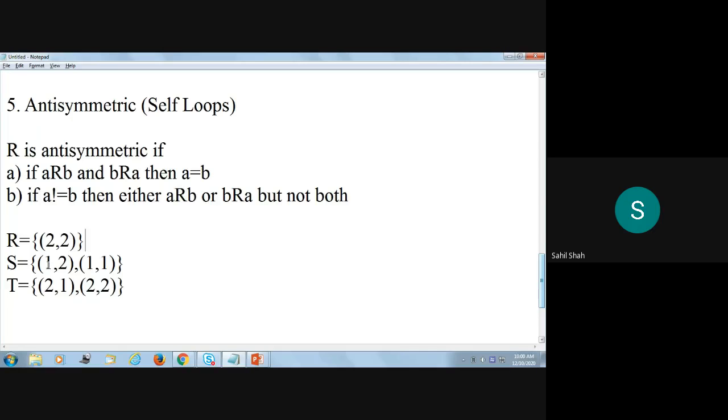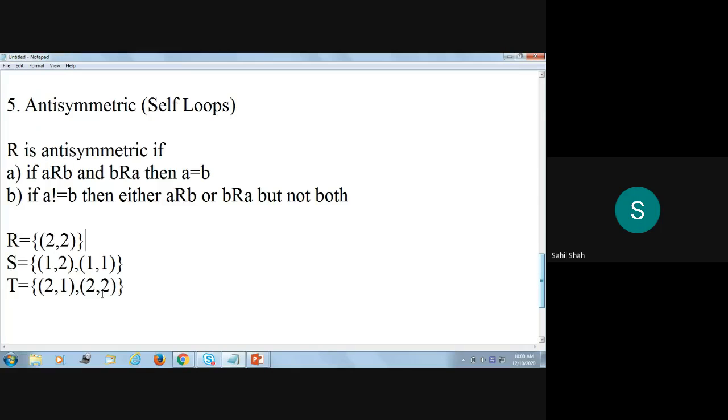This is the second case, case B. If A is not equal to B, I can have either 1 comma 2 or 2 comma 1, but not both. And this is the case for self loops. Yes, it is anti-symmetric. T, 2 comma 1, 2 comma 2. How about this? 2 comma 1, 2 comma 2.